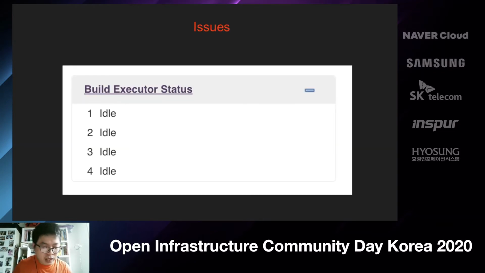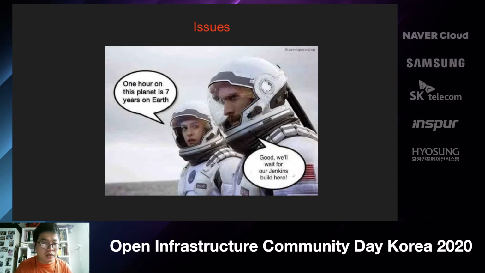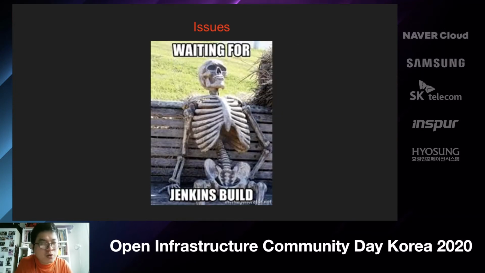The next issue is that some CI systems like Jenkins can only execute a limited number of jobs at the same time. So sometimes I have to wait so long for my changes to be tested or deployed to production. Sometimes I feel like I have to wait for Jenkins to finish the previous job forever. It's kind of an exhausting process.